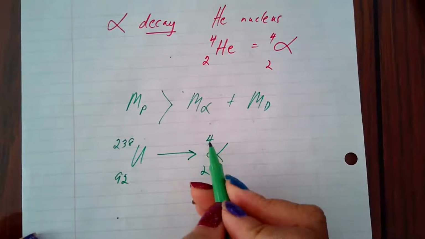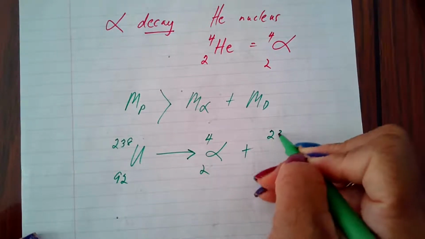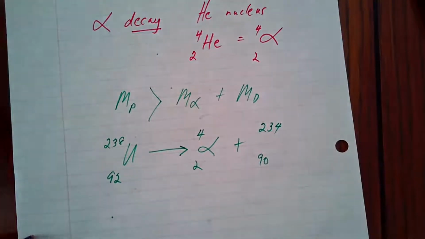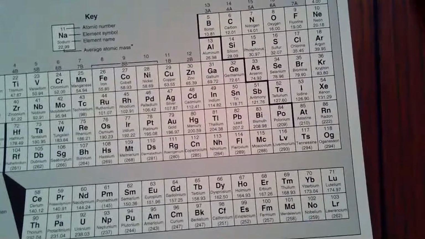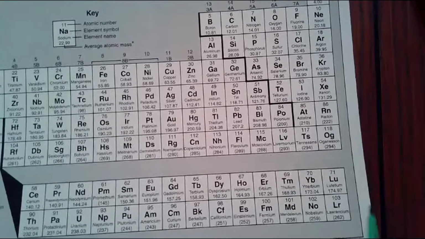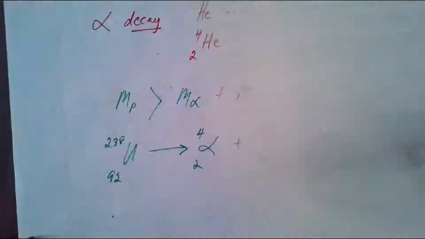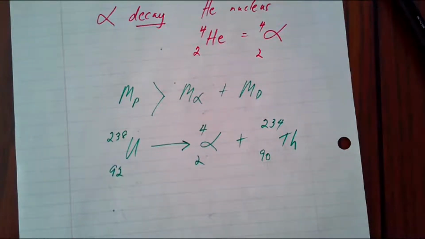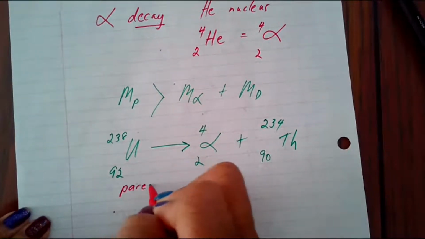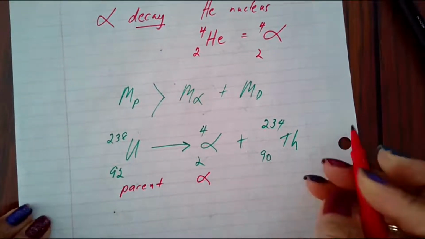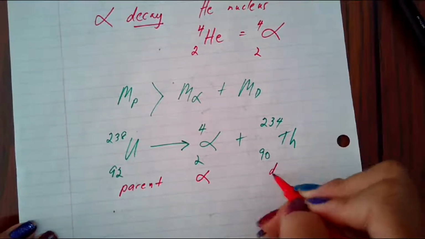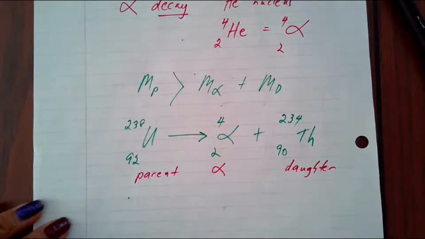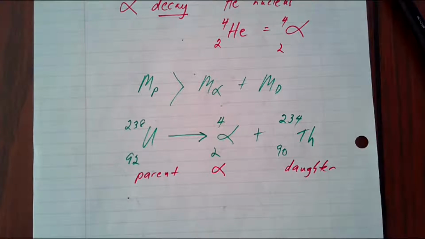So 238 take away 4 is 234, and 92 take away 2 is 90. Looking it up on the periodic table, 90 gives you right here thorium. So we have thorium. Now, uranium is the parent nucleus. This is the alpha nucleus, and this is the daughter nucleus. That's just the name they're given, just like in biology, when in a cell division you have a parent cell and a daughter cell.